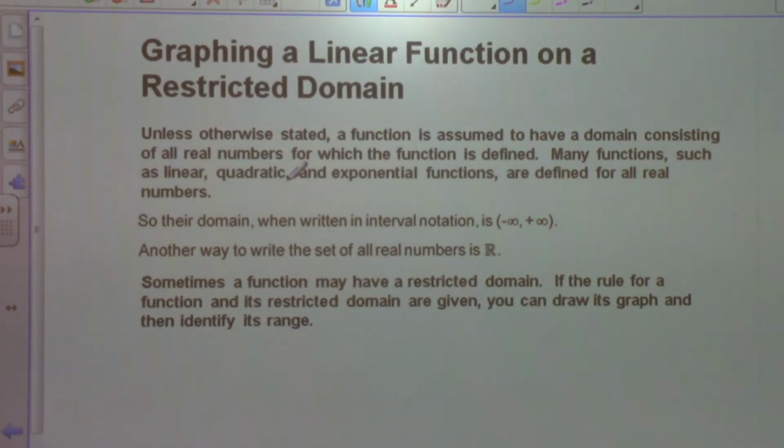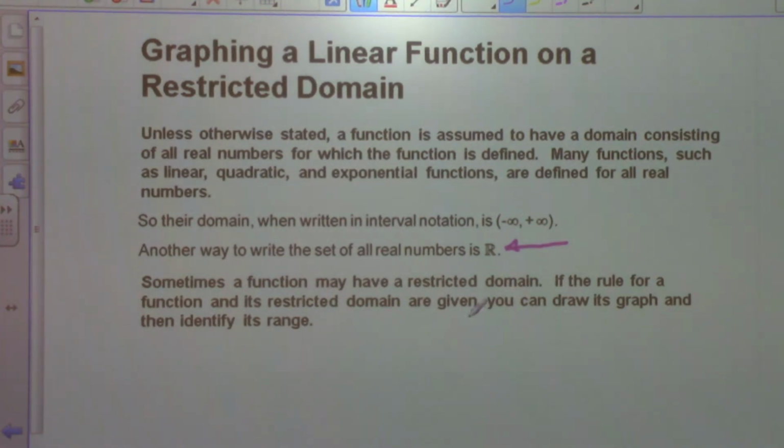Unless otherwise stated, a function is assumed to have a domain consisting of all real numbers for which the function is defined. Many functions like linear, quadratic, and exponential functions are defined for all real numbers. And we've seen that earlier, right? So their domain, when written in interval notation, is this thing right here. Another way to write the set of all real numbers is this script R that we've talked about, right?